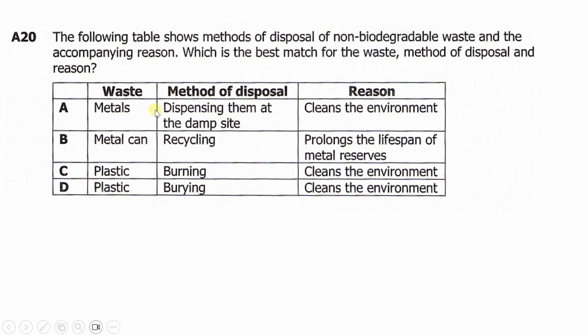Okay, so waste, we have metals, method of disposal, dumping them at the dump site, reason, cleans the environment. Is it true that when you deposit metals at the dump sites, then the environment becomes clean? This logically does not make sense. Then B, waste, let's say we have metal cans, method of disposal, recycling, reason, prolongs the lifespan of metal reserves. Yes, this one makes sense, because when you are recycling metal cans, then the metal reserves in the ground are prolonged. Okay, so this one makes sense.